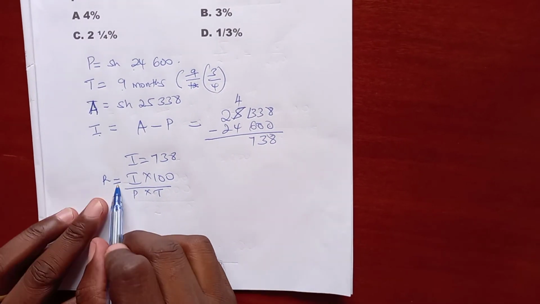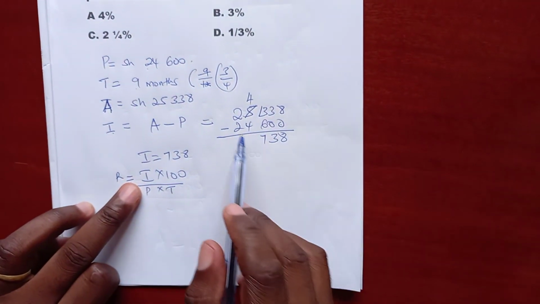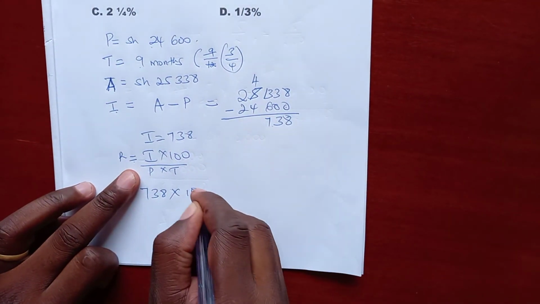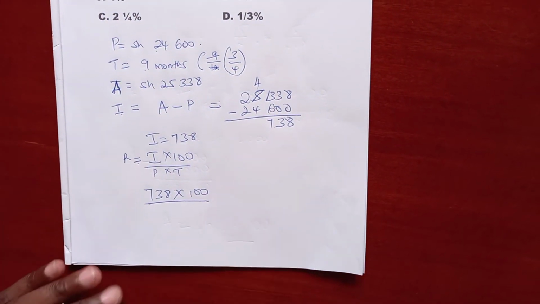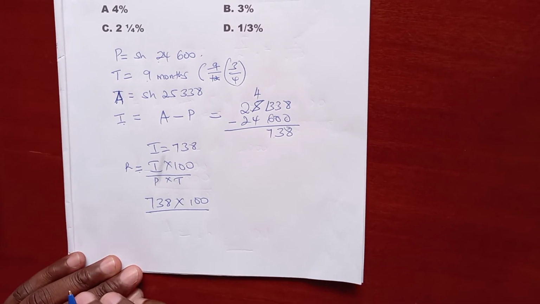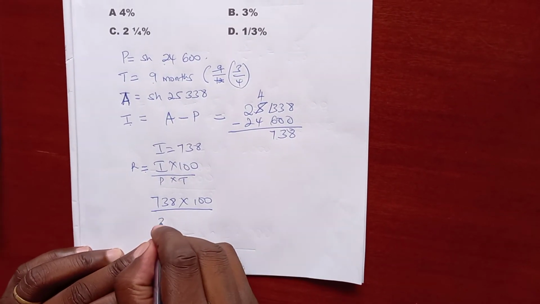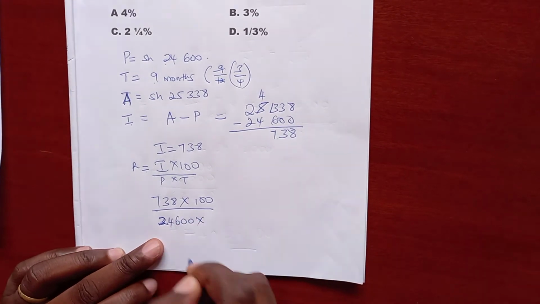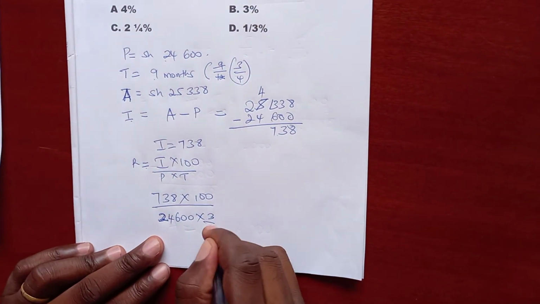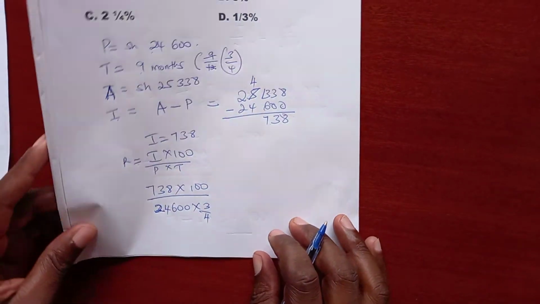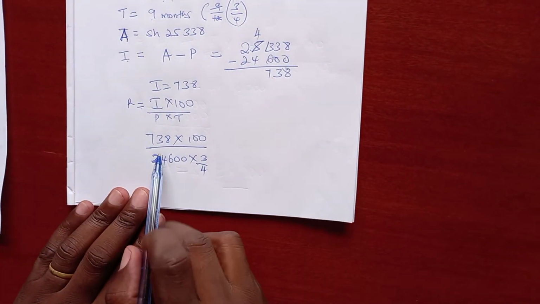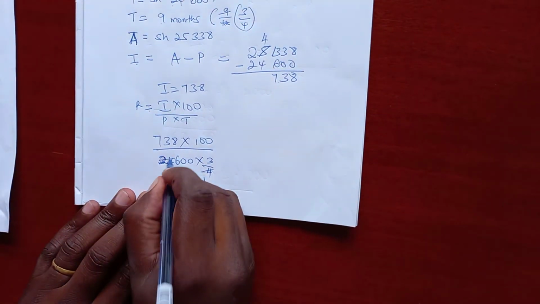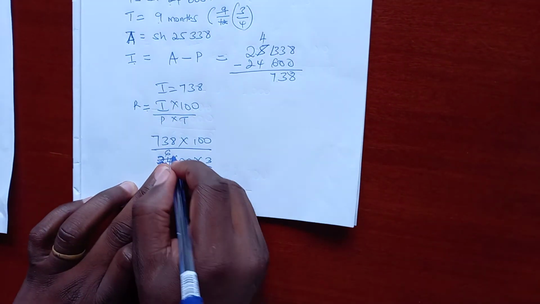So rate is equal to interest. We have found it is 738 times 100 all over principal, which is 24,600 times our time, which is 3/4. You can cancel where possible. You can first of all work out this one. You divide by 4: 4 by 4, 1; 24 by 4, 6; 4 by 4, 1.